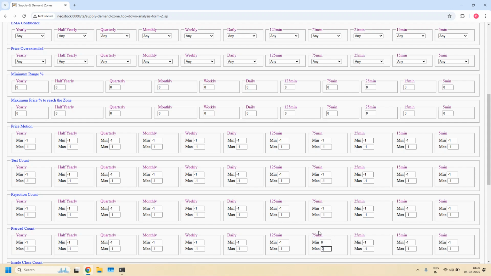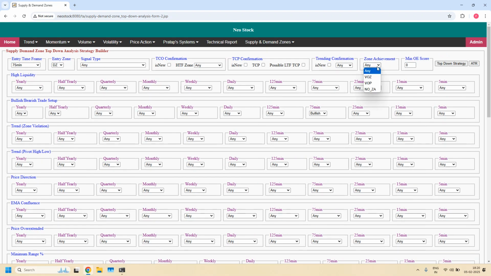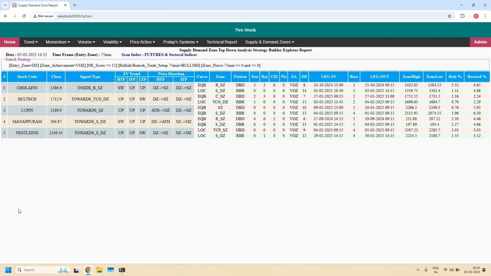That means 75 minutes demand zone should not be pierced. Zone achievement, violated opposing zone, minimum order enhancer score 12. All the three filters are applied to 75 minutes demand zone. Let's filter. We got 5 stocks. Currently these 5 stocks are supporting bullish trade setup for weekly income trade, and entry time frame zones are 75 minutes demand zones. All these demand zones are 75 minutes demand zones.